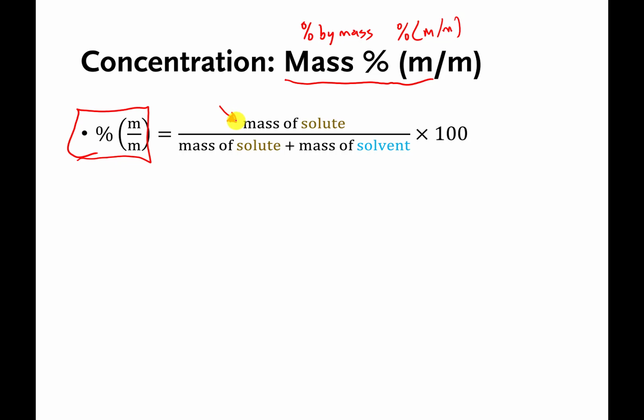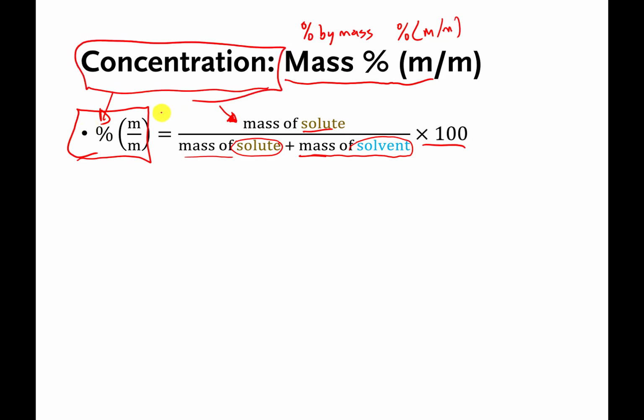You take the mass of your solute, that is the stuff that's doing the dissolving, and you divide it by the mass of everything, the mass of the stuff that you're dissolving plus the mass of the liquid that you're dissolving into, and you multiply your answer by 100, which means it's written as a percentage. And so this is just one way of describing solute concentration, or how concentrated something is dissolved in something else.